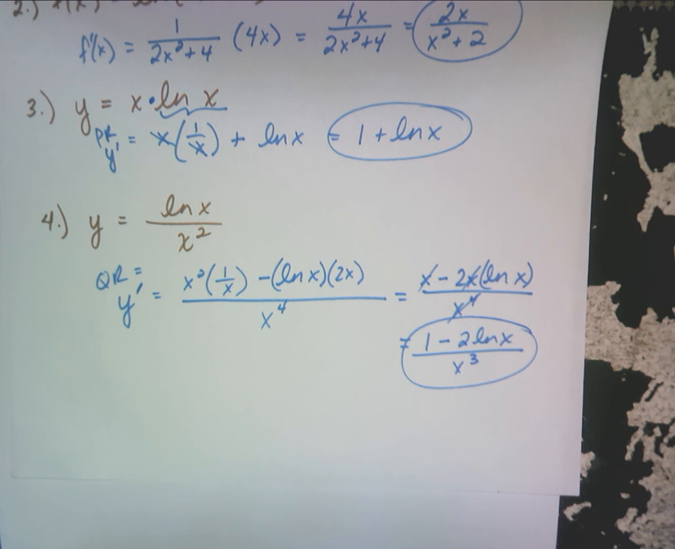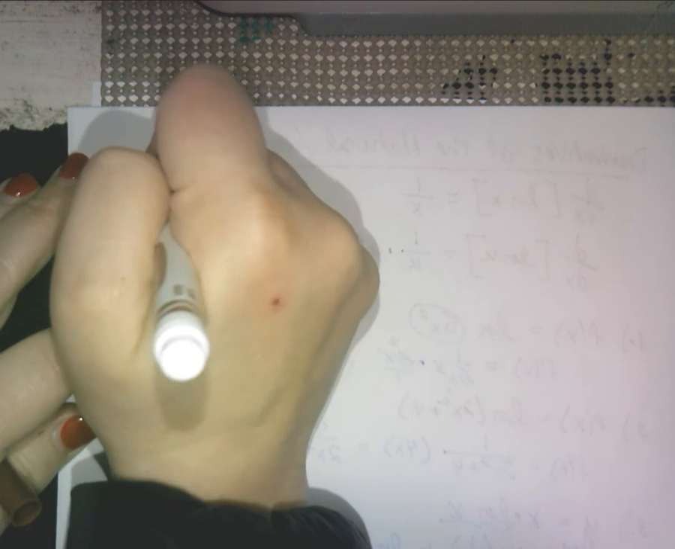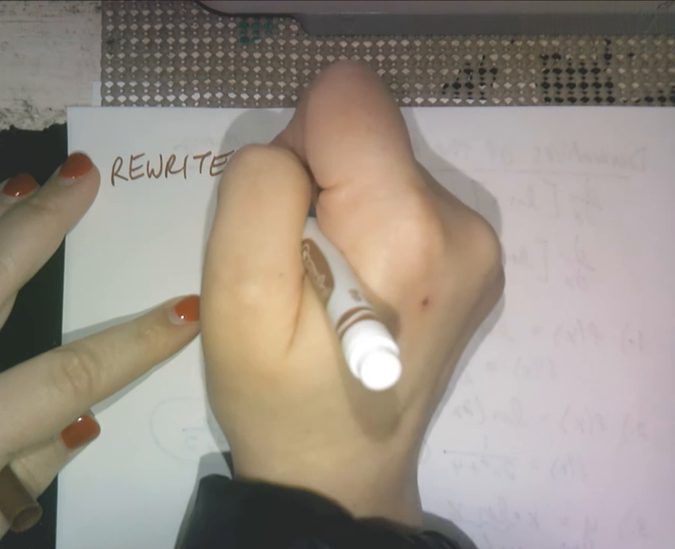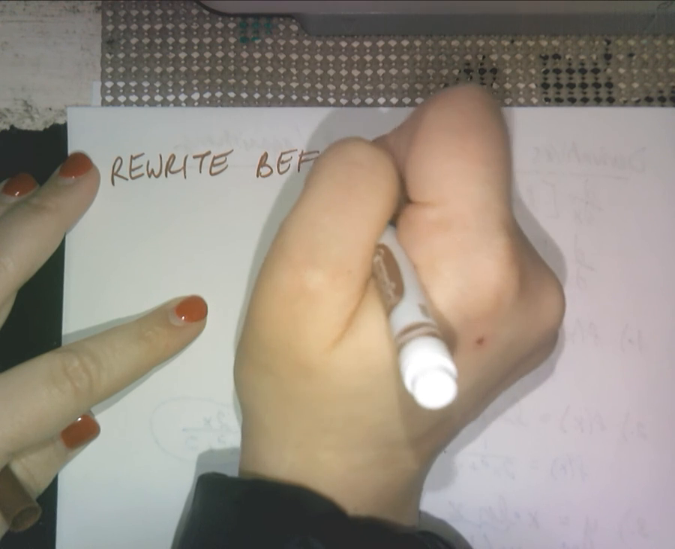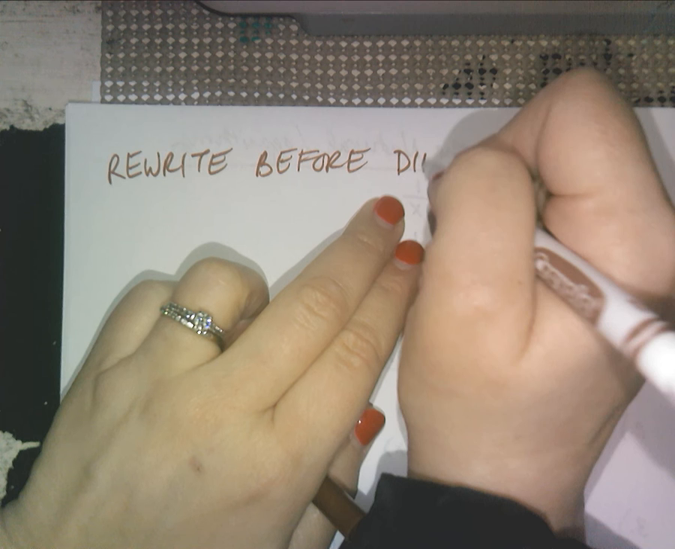So far, so good? 1 over, and then multiply by the chain. 1 over, multiply by the chain. Now, last two. The last two, very easy, but something that you have to keep in the back of your wheelhouse, of your brain. Sometimes you need to rewrite before you differentiate.